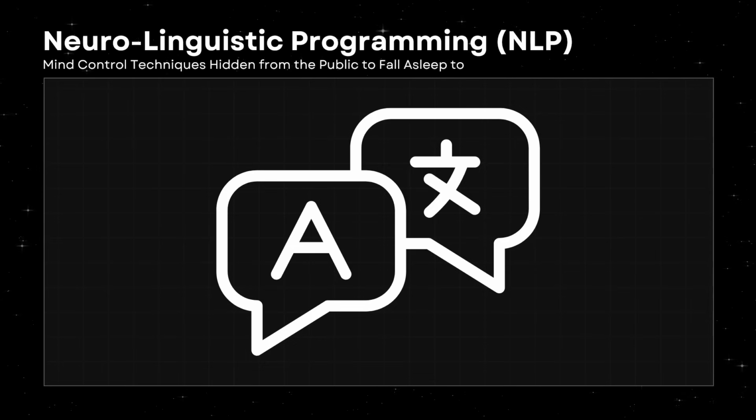At its core, NLP is based on the idea that the brain runs like a program. The way people speak, the words they choose, the tone they use, and even how they move all reflect their inner thoughts. By noticing and copying these patterns, someone trained in NLP can build a strong connection called rapport. Once that connection is in place, they can begin to guide thoughts and actions in subtle ways.